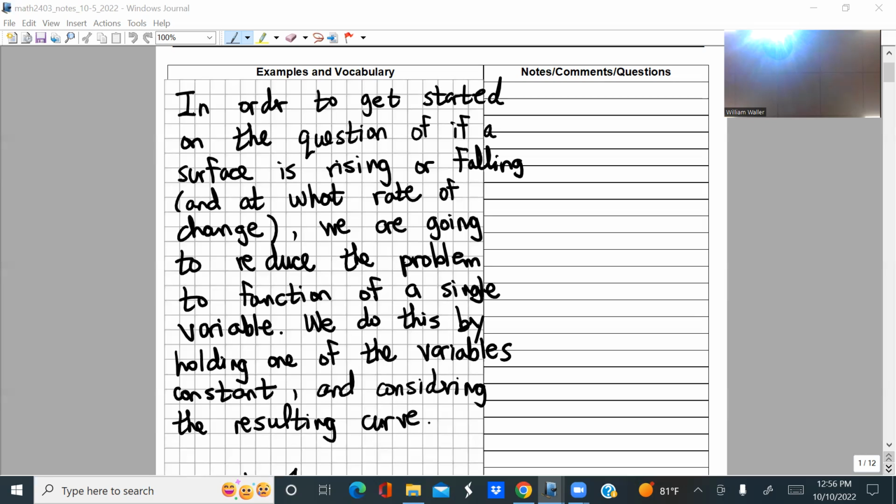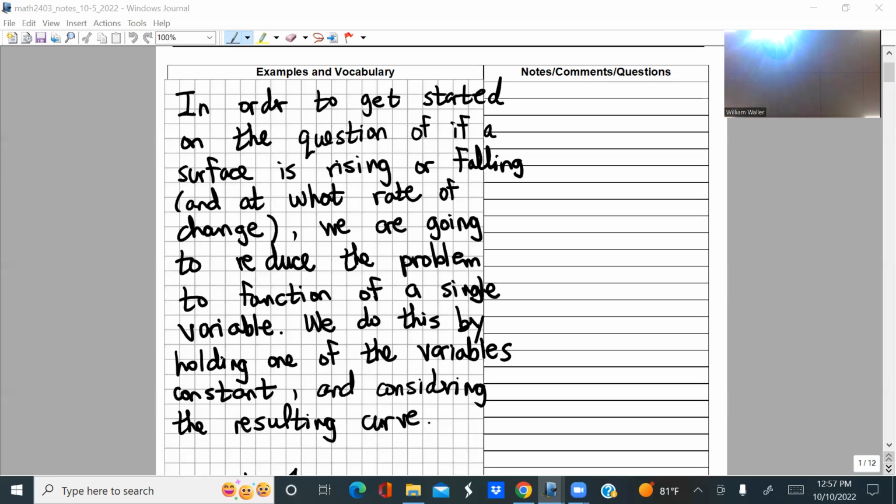So I'm dealing with a function in 3 dimensions, a function of 2 variables. I want to reduce that to a function of 1 variable, because I know how to do 1 variable calculus. And then once we've solved the problem in that simplified setting, we'll see if we can work backwards and think about the more general problem.